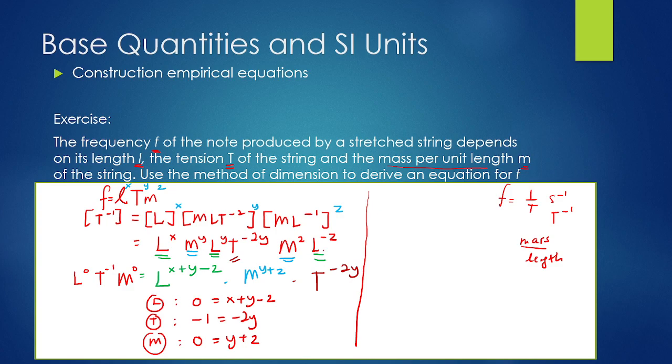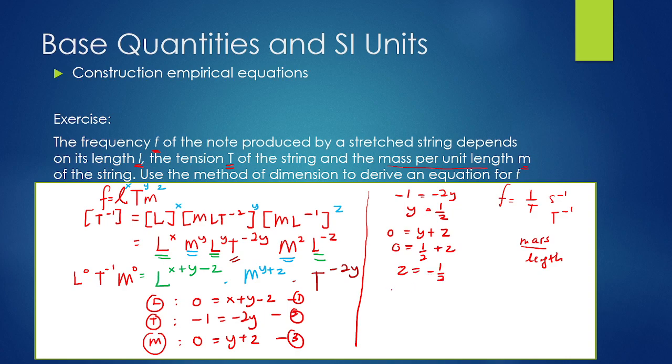So we start with the number. This is equation number 1. This is equation number 2. This is equation number 3. We start with equation number 2. It's easiest. So negative 1 equals to negative 2y. y is 1 over 2. And then we're going to use equation number 3. So 0 equals to y plus z. So 1 over 2 plus z equals 0. And z equals to negative 1 over 2.